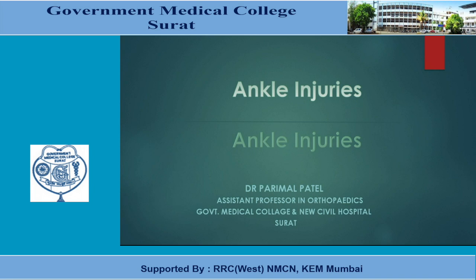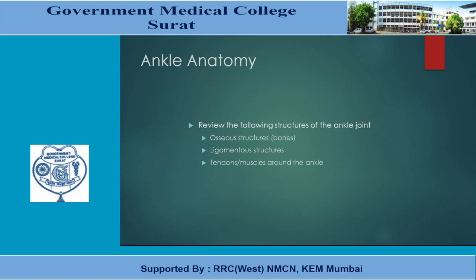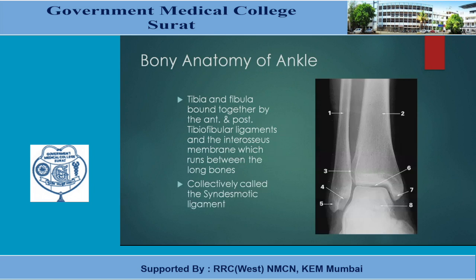Today's topic is ankle injuries. So, we are going to see the following structure of the ankle joint. First is the osseous structure, means bony structure. Then ligamentous structure. Then tendons and muscle around the ankle joint. Now, the bony anatomy of an ankle joint.